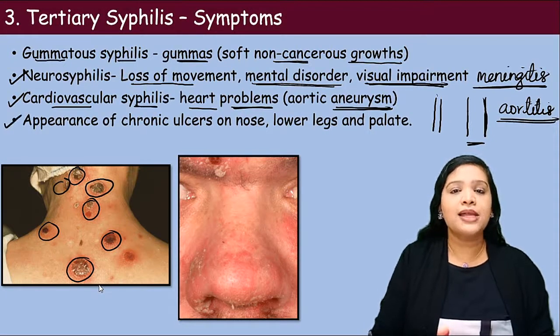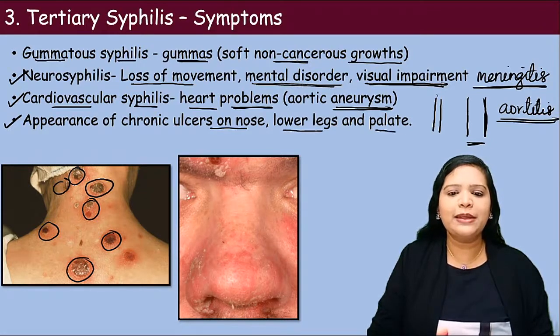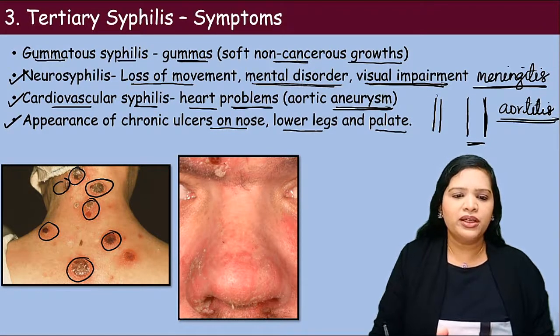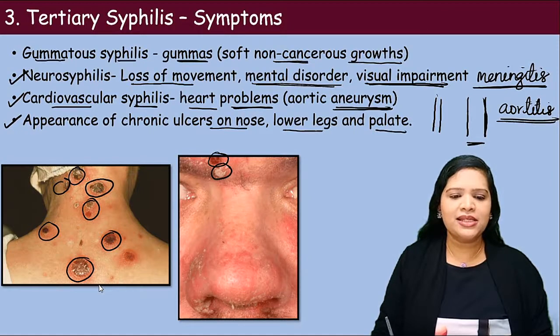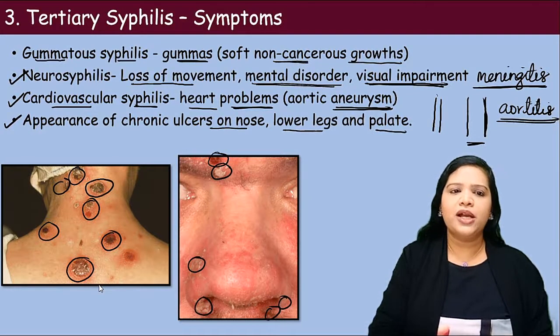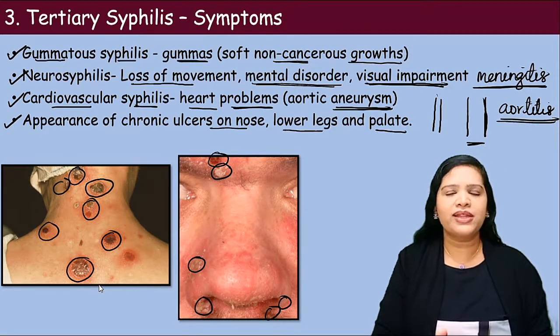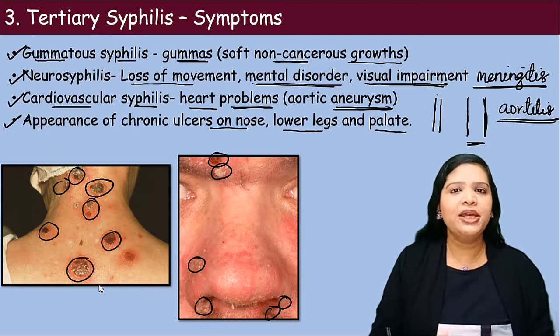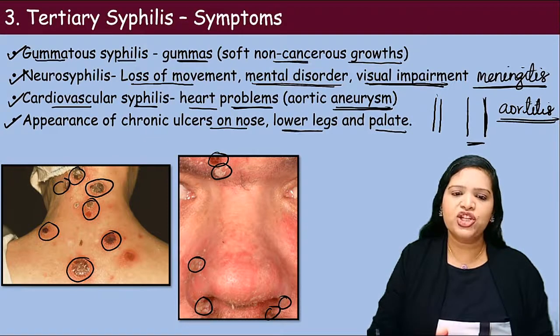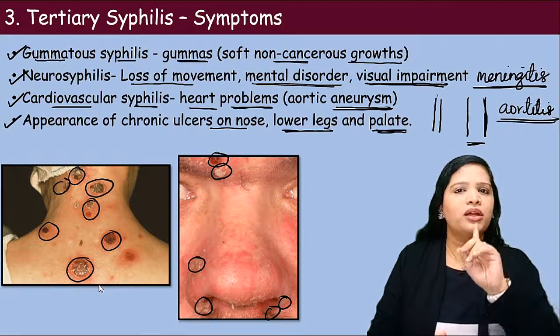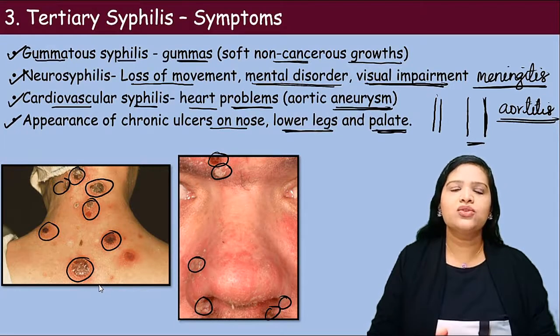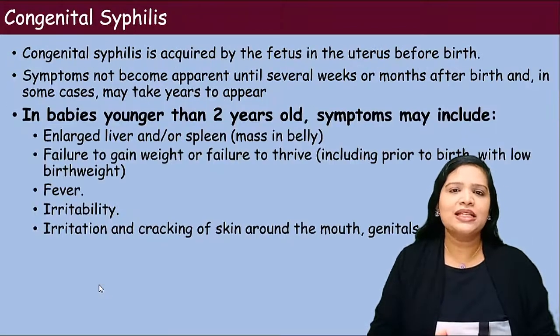The next one is the appearance of chronic ulcers on the nose, lower legs, and palate. Look here, these are ulcers on the nose region. This will be present in people with gummatous syphilis, neurosyphilis, or cardiovascular syphilis. There will be ulcers on the nose, the lower parts of the legs, and the palate. Palate means the top of the oral region, like this. These are the symptoms of tertiary syphilis.